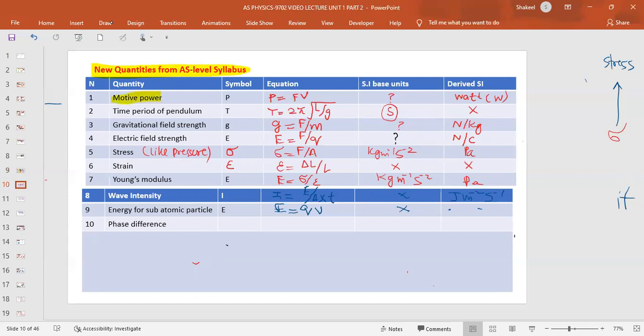The first one is motive power. It is P, which is P equal FV. F is force and V is velocity. So its unit is watt, derived unit. We don't know about SI base unit. We will work out for that.